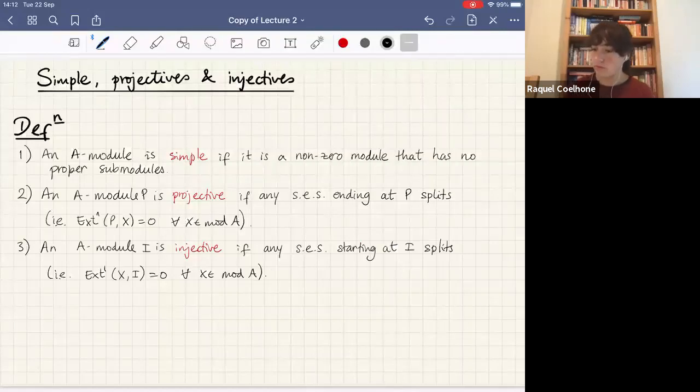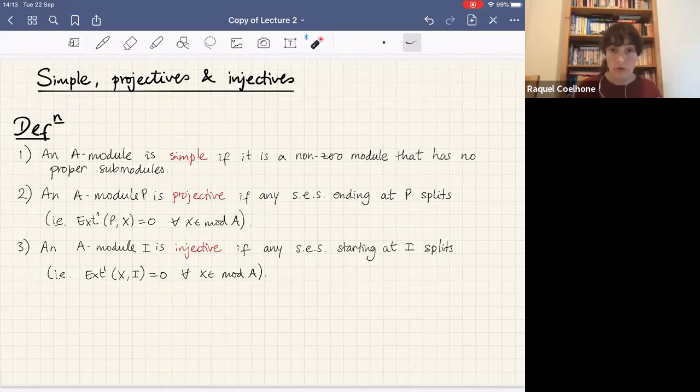Right, so this is one ingredient, short exact sequences. I'm going to expand more on this. I'm going to study a special case of exact sequences. But before that, I'm going to concentrate on special types of representations: simple, projectives, and injectives. And this is going to be quite useful to construct the quiver.